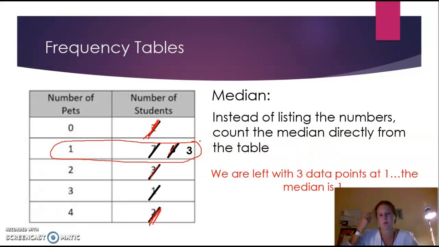And you kind of ask yourself, well, what's in between 1 and 1? It's just the number 1. So the middle number of this frequency table is 1. All right, that's one way to do it.